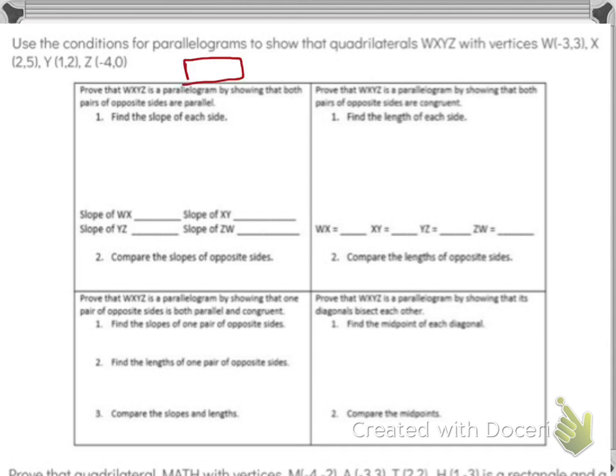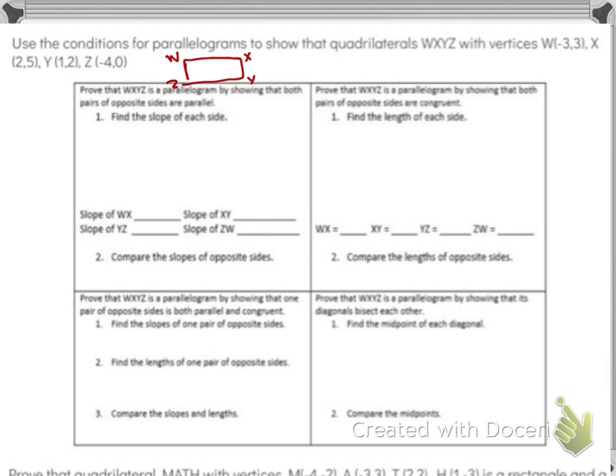All right, for a quadrilateral, we have W, X, Y, and Z. So I always start by drawing out my picture. Just follow around the shape. So W, X, Y, and Z, and that way you label everything correctly.